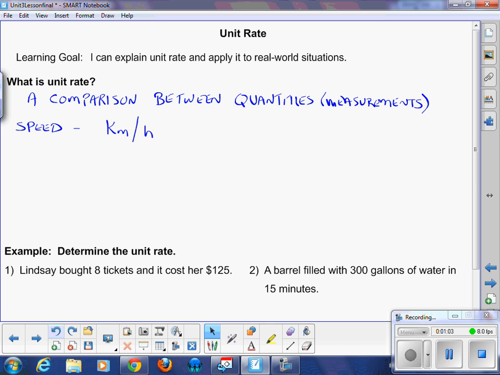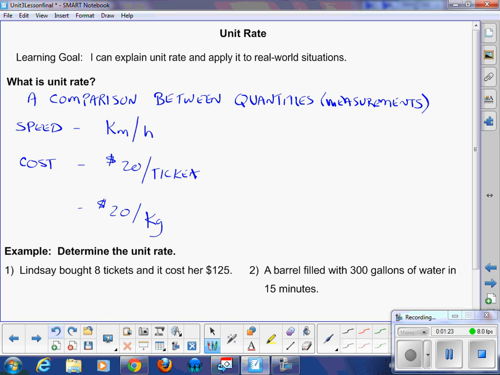All right, some others. Cost. Okay, so many dollars, so $20 per ticket. All right, it could be if you go to the store, so following along with cost. It could be $20 per kilogram. So if you're buying cheese, for example, it would be like that. Okay, so many examples out there of unit rate, and that's all we're really looking at.